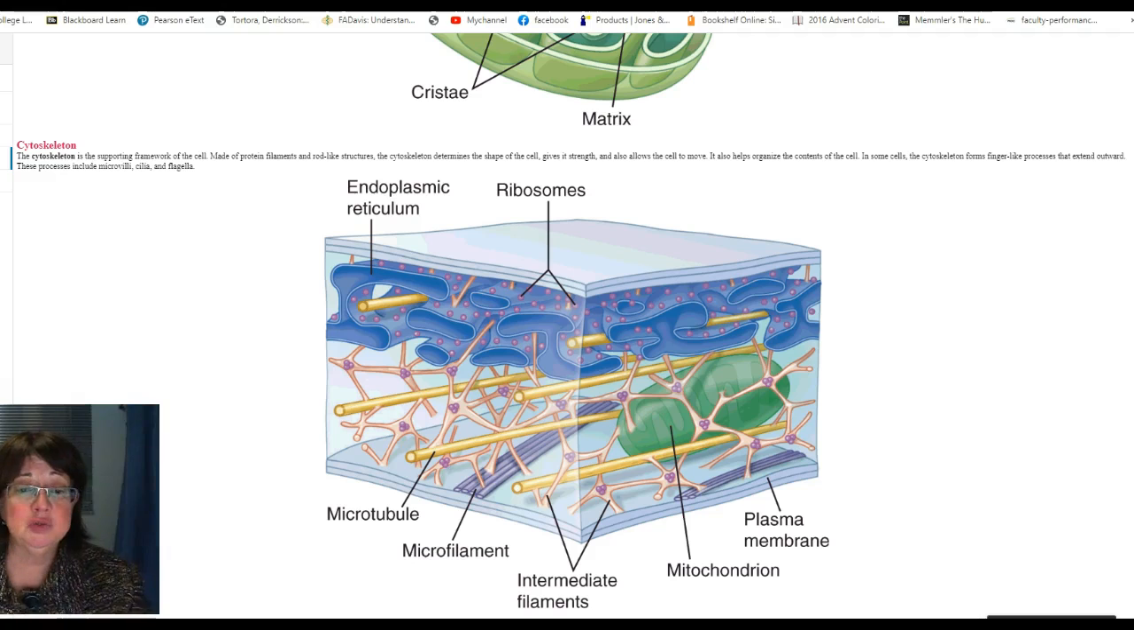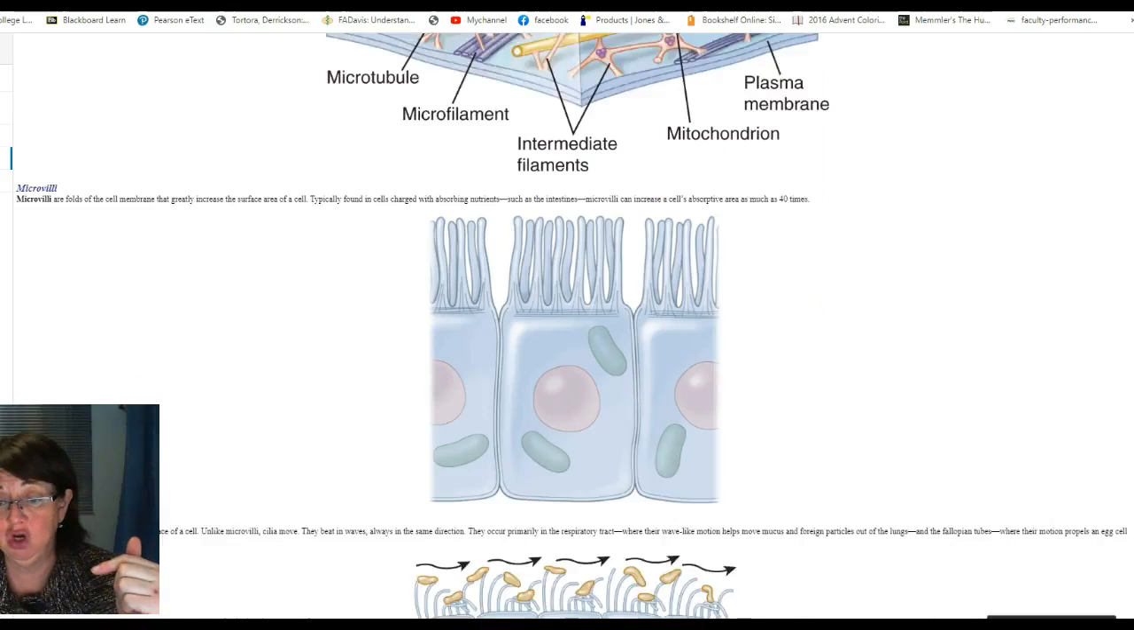So those molecules with the little legs are a way of showing how these microtubules and microfilaments are used as pathways for molecules to move along.